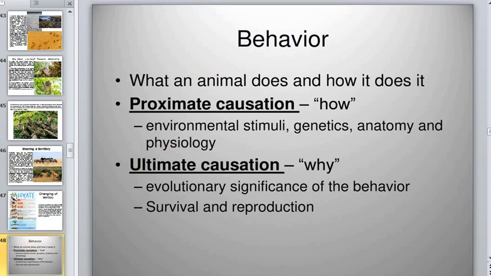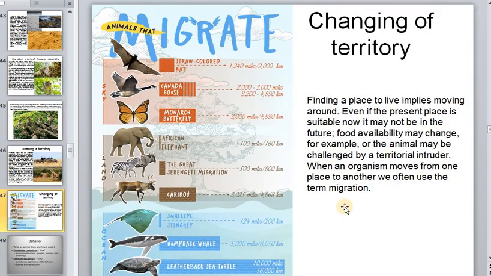It is the second part of our practical, just finding a place to live. It's very important, and even if the present place is suitable now, it may not be in the future, of course. And here we see that approximately 2,000 of the world's mammals and 10,000 bird species migrate long distances each year in response to the seasons, seasonal migration. Some species extend this strategy to migrate annually between the northern and southern hemispheres.